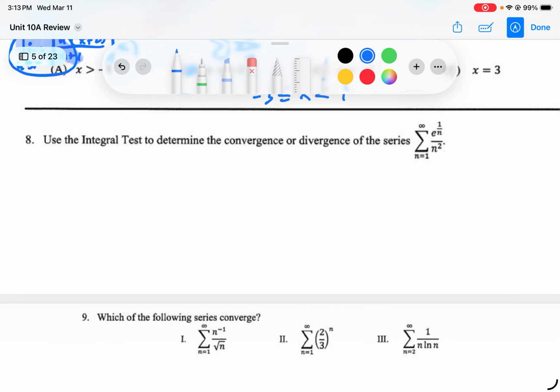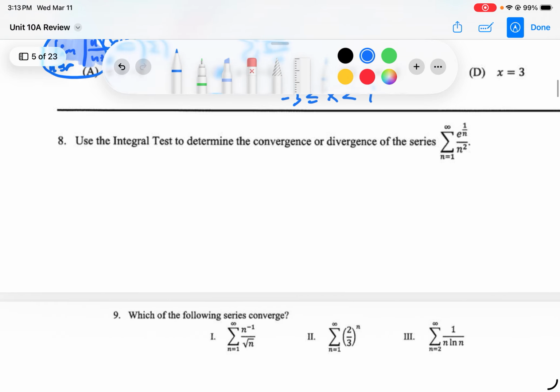Before we get into actually integrating, let's remind ourselves, what are the conditions for the integral test? They usually don't have you prove the conditions, just state them. Let f of x be equal to e to the 1 over x squared. Just replace the n's with x's, and then you treat it like a function.